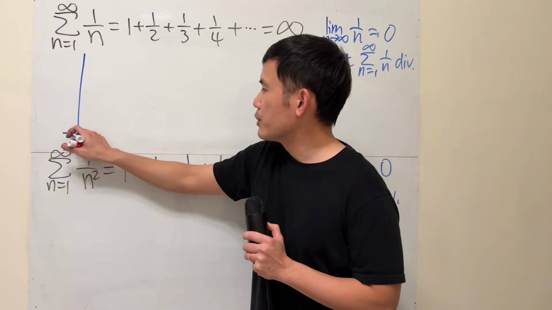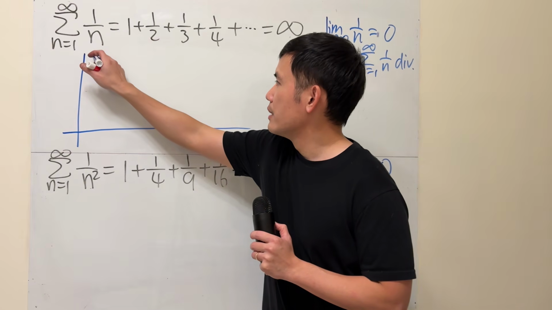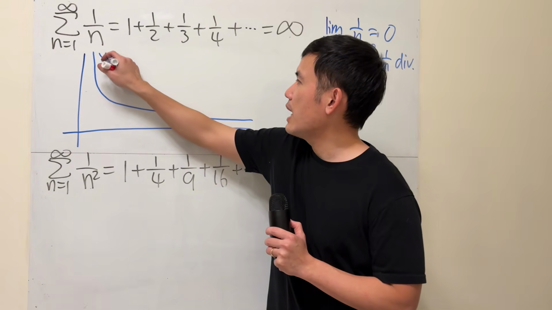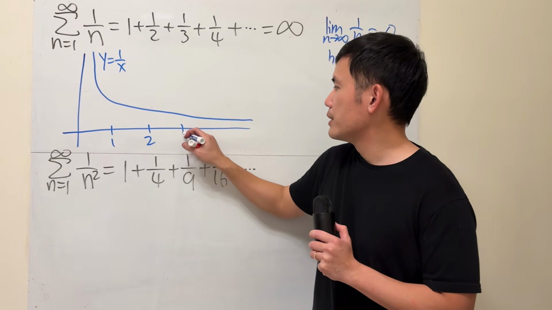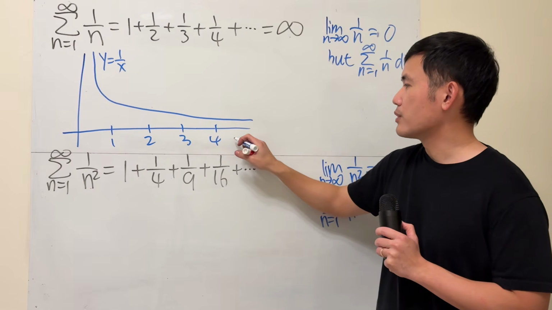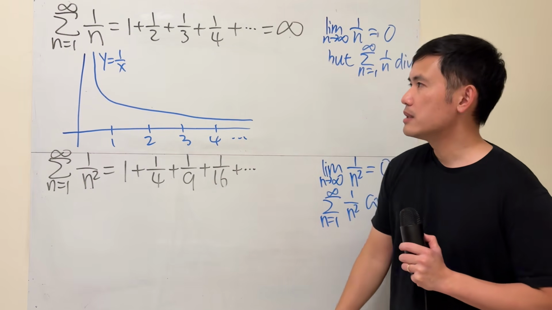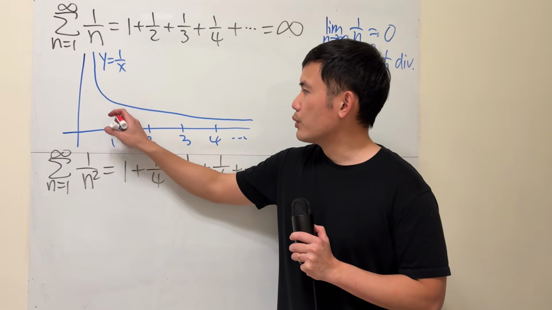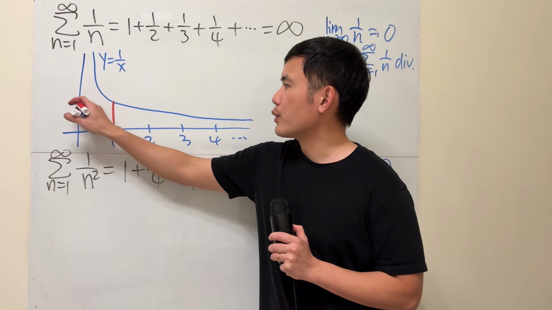And I'm actually going to consider the function 1 over x first. So that's how the graph looks. Something like this. This is y equals 1 over x. And let's say here is 1, 2, 3, 4, and so on. Now, we'll be doing the area argument. Have a look. When x is equal to 1, if you go up, 1 over 1 is 1, so the y value here is 1.